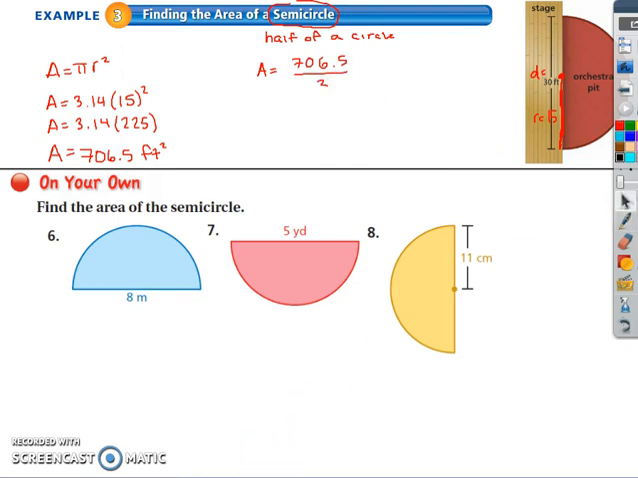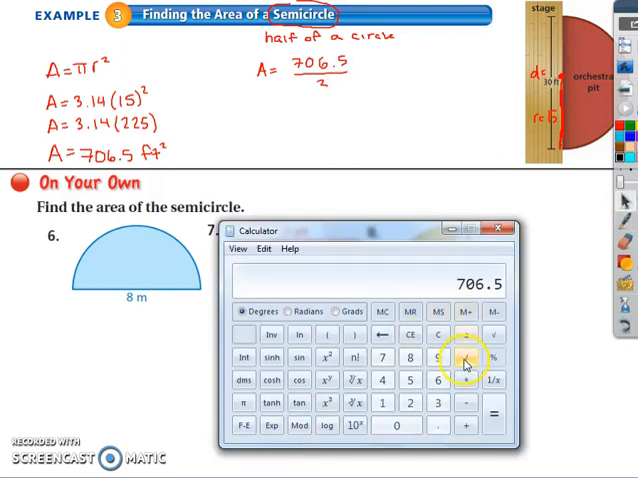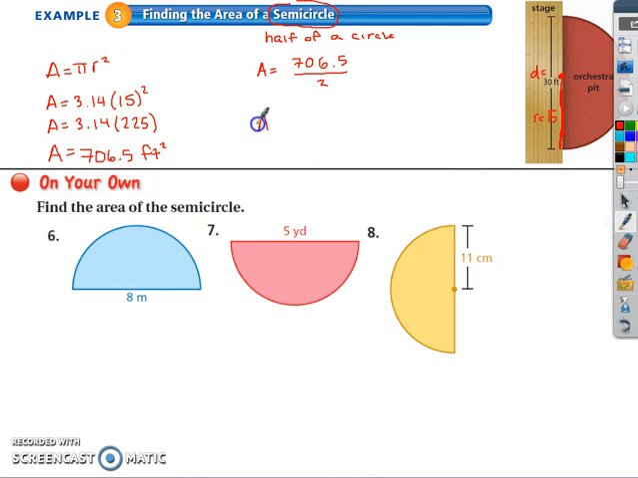Punching this into my calculator, I find that 706.5 divided by 2 is 353.25. So the area of just the orchestra pit is 353.25 square feet. So to recap, we found a whole circle and then divided by 2 so that we only had half of the circle.